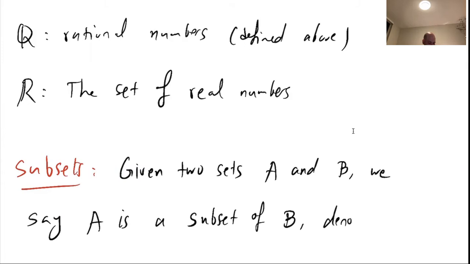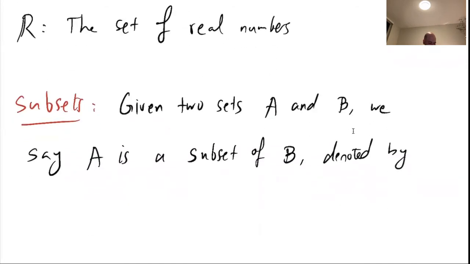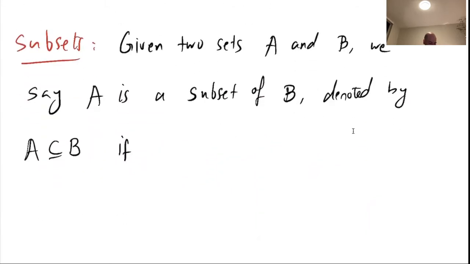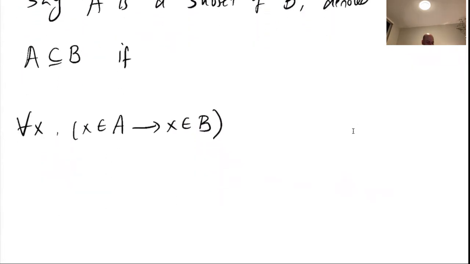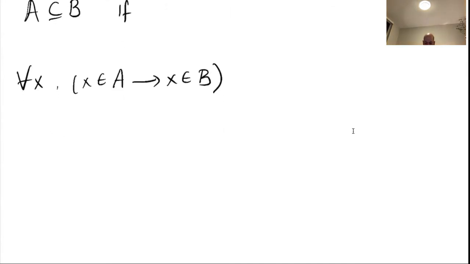Subset of B, denoted by, so the notation is like this, if for every x, if x belongs to A, then x also belongs to B. Okay, so in other words, if every element of A is also an element of B, then we say that A is a subset of B. But if at least one element of A is not in B, then A will not be a subset of B.